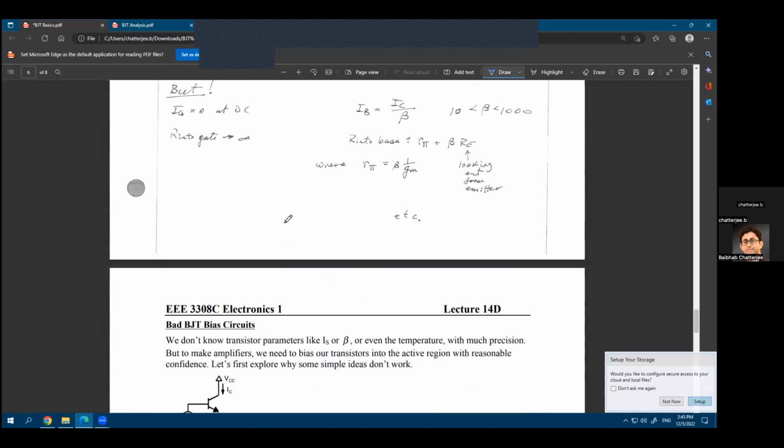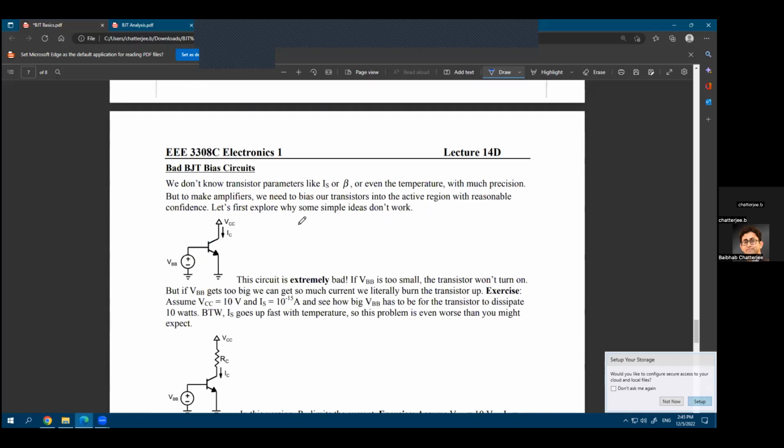We'll continue from here in the next lecture, and we'll look at the small signal model once again, and we'll look at one or two problems that you can solve with BJTs.